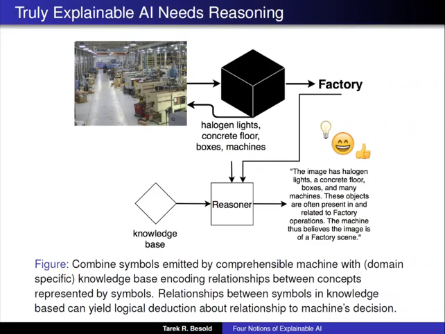The image has halogen lights, concrete floor, boxes and many machines. These objects are often present in and related to factory operations. The machine thus believes the image is of a factory scene. So this component here is trivialized, right? Because there you already get the labels and everything.